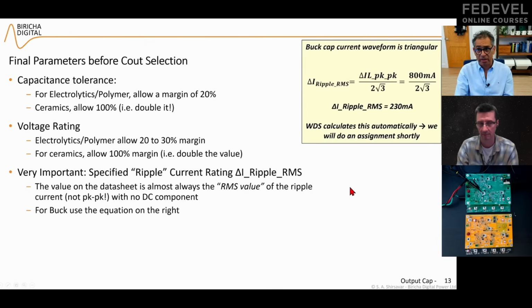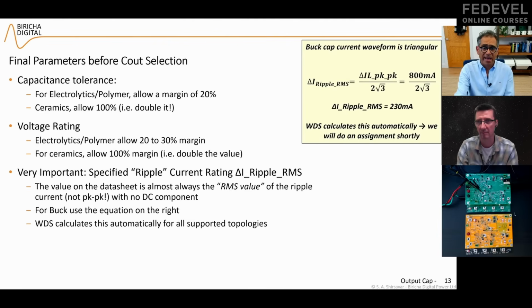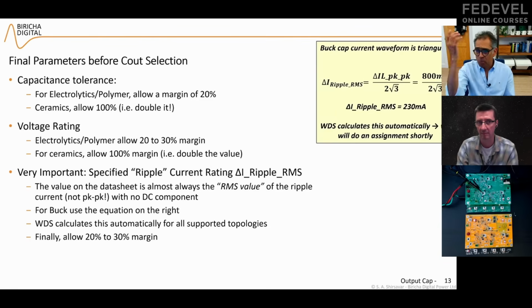Otherwise, we'll be over-engineering it. So the example that I gave was that the peak-to-peak current was 800 milliamps. It's a triangular wave. So to convert a triangular peak-to-peak to RMS, you divide it by 2 times the square root of 3, right? So I need an RMS ripple current value of my capacitor that is more than 230 milliamps. You again allow 20-30% margin. You buy one for 275 or more, right? And that's all you need in order to go and buy your capacitor.